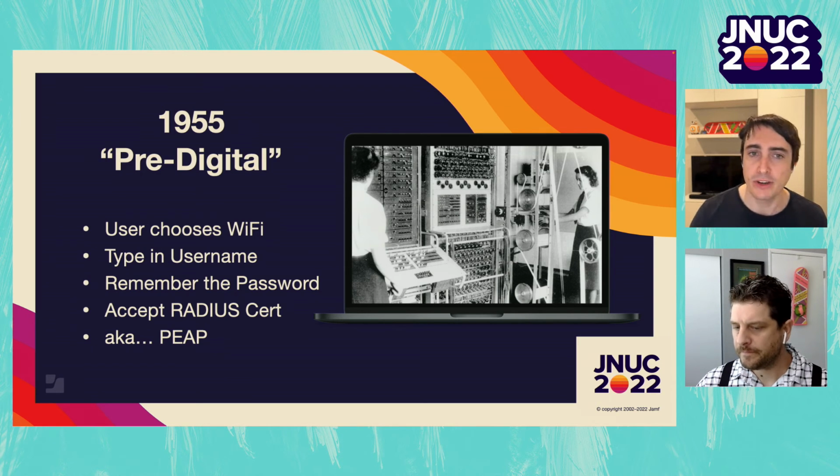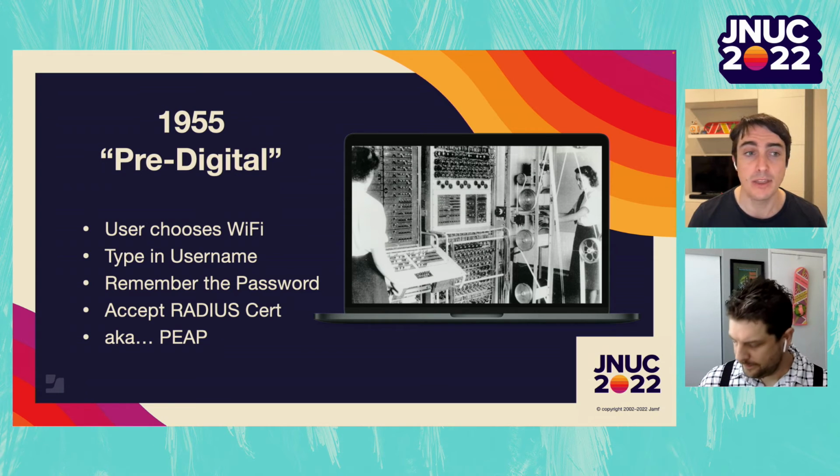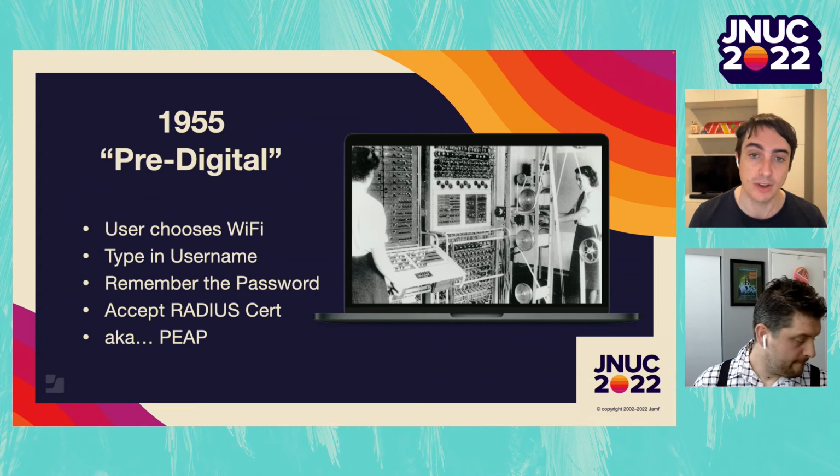We first find ourselves in the year 1955. Things are simpler, and as such, a bit more manual. This scenario, we're going to start with uses the protocol known as PEAP, and the user is involved in every step of the connection for connecting to an 802.1x Wi-Fi network.